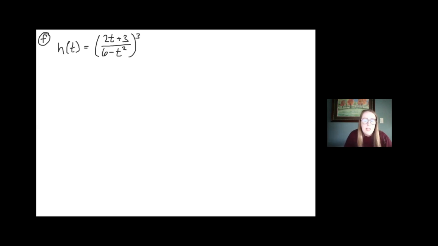Okay, so in part E, we had to use the quotient rule, and then within the quotient rule, we had to use the chain rule. This one is similar, but kind of backwards. So this time we have to start with the chain rule, and then we'll end up using the quotient rule within the chain rule. Okay?